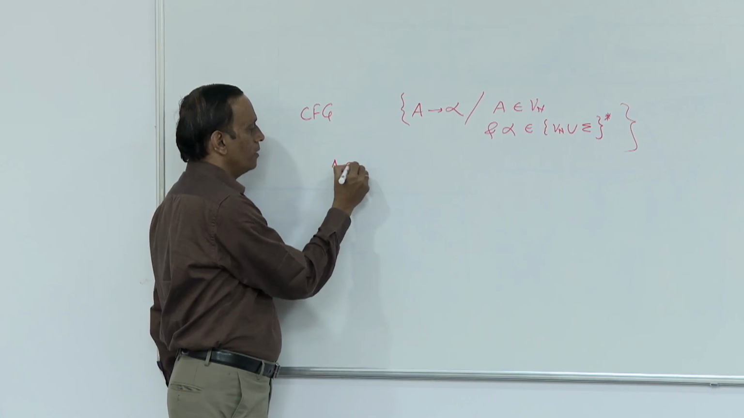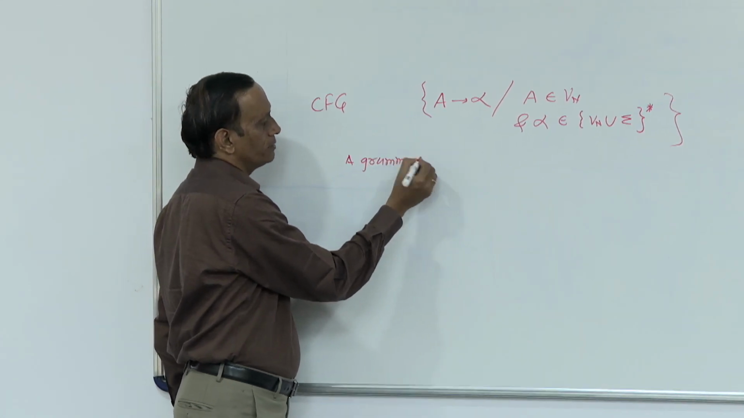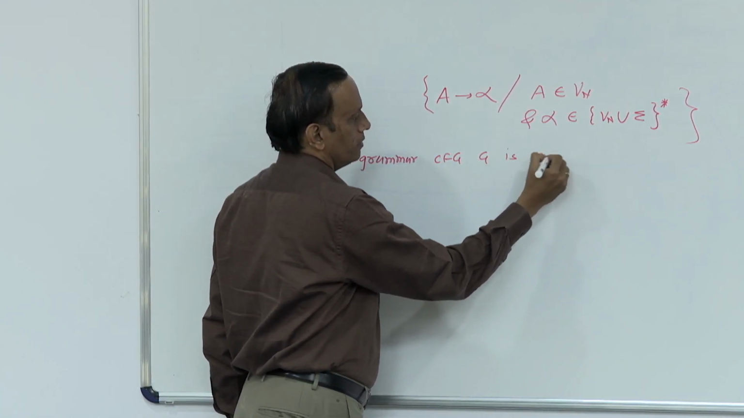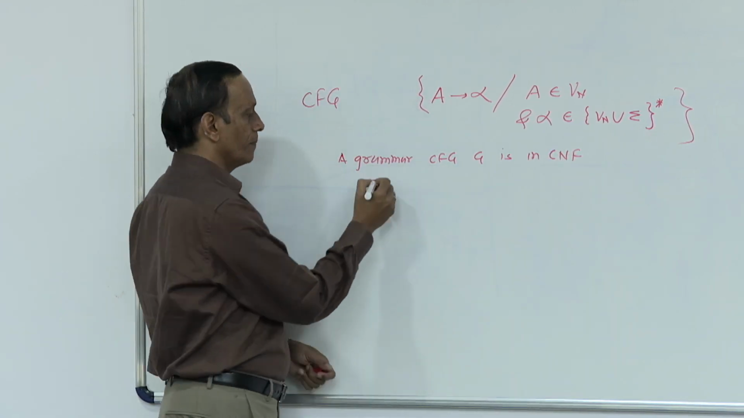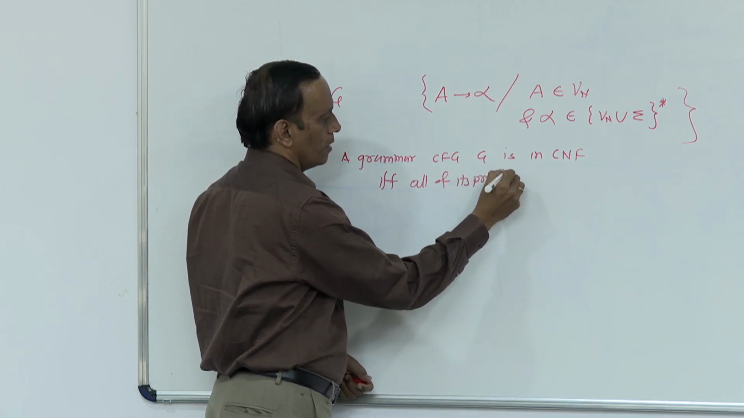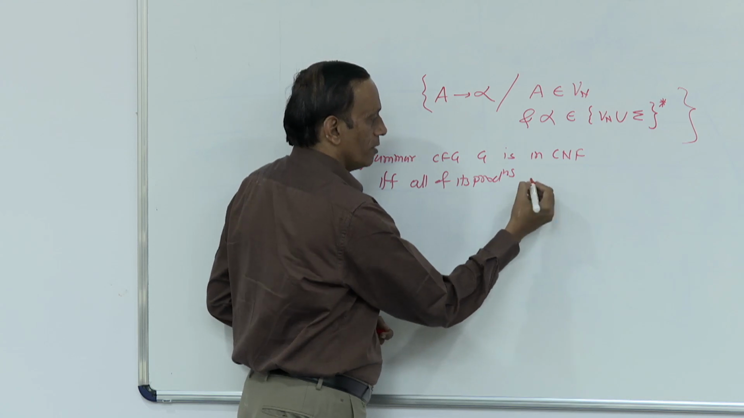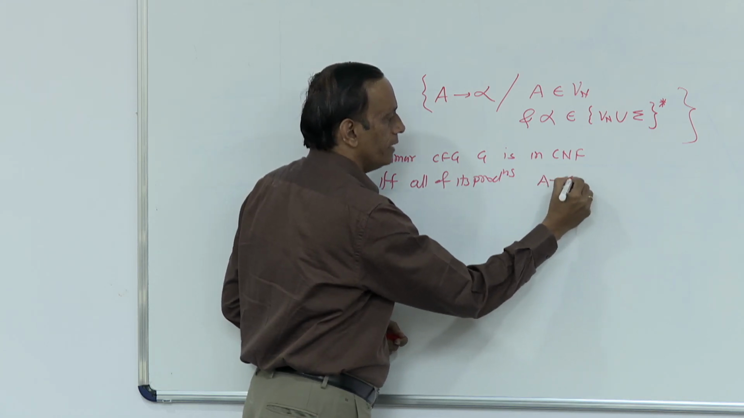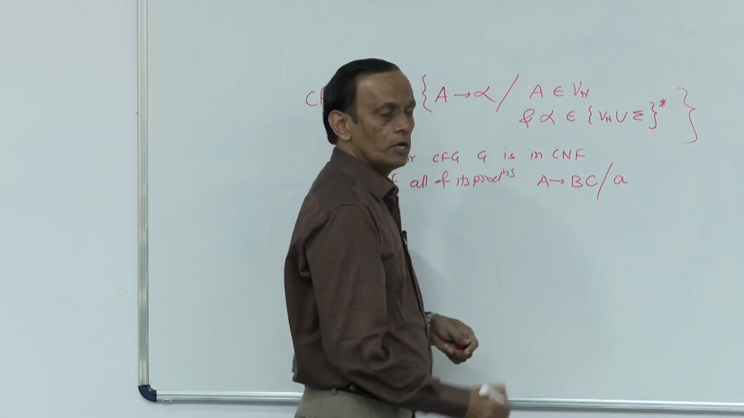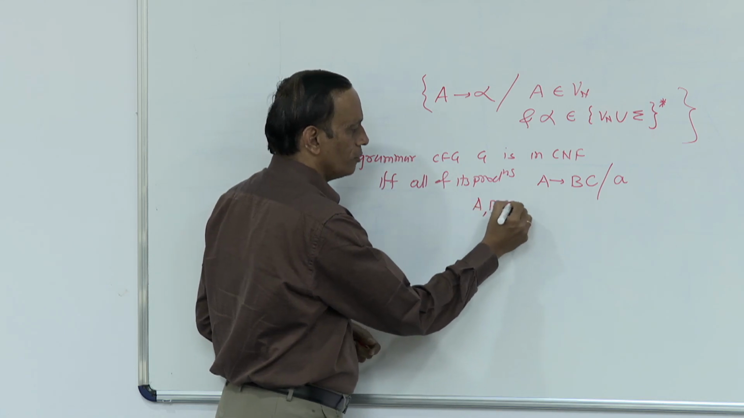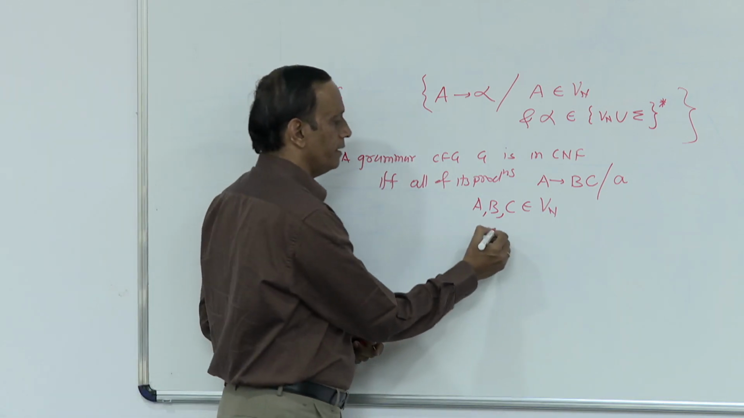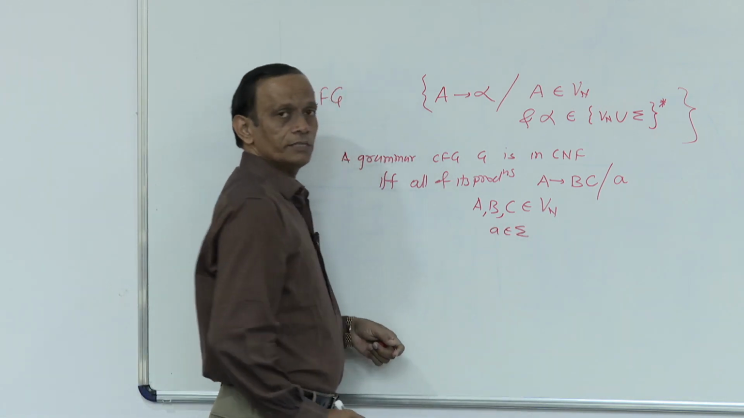A grammar, say CFG G, is in CNF if and only if all of its productions have a form which will look like, for example, either A gives BC or A gives small a, where A, B, C belong to the variable set, and here a is said to be any symbol from sigma.